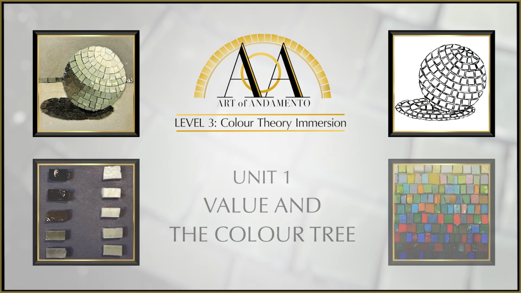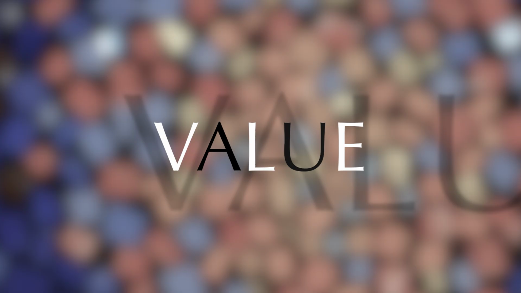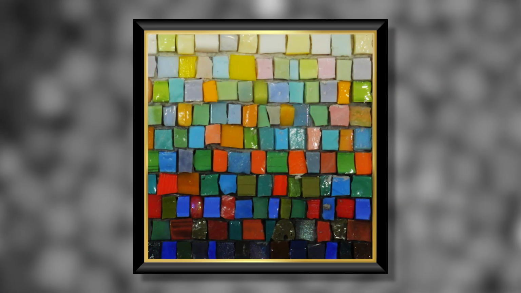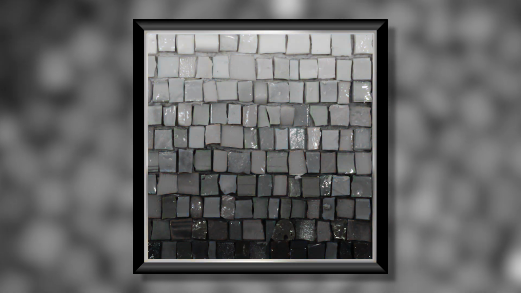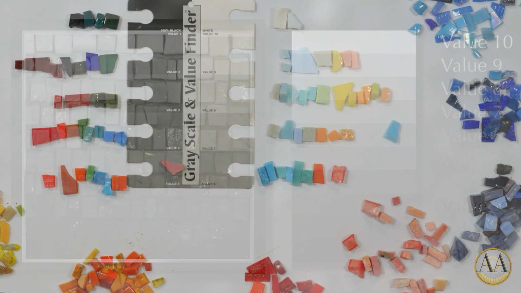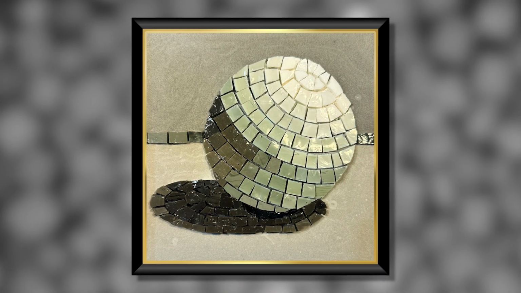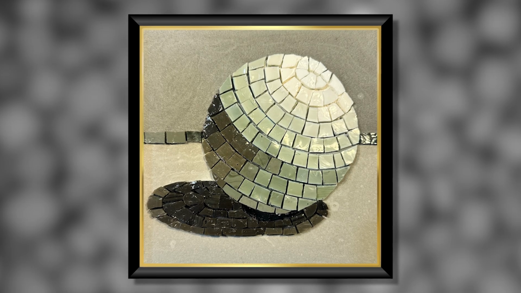In Unit 1, we focus on value. Value is the foundational element of colour. Before the other dimensions of colour can work, light and dark need to make sense. In this unit, we strip colour right back and train the eye to see value clearly, to organise light and dark, and to build form through value alone. This is where a lot of breakthroughs happen.